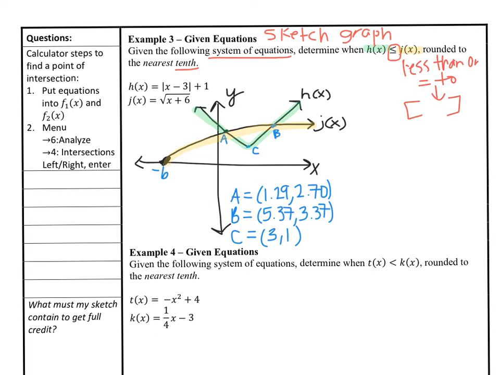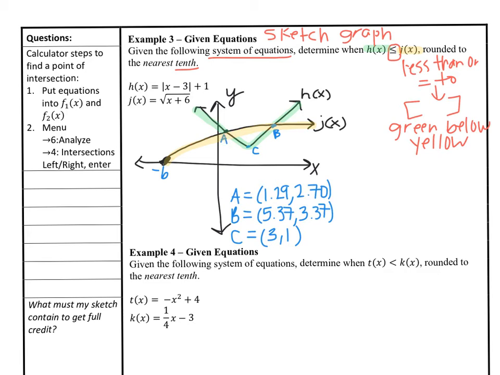Okay, so we want to figure out where the green is below the yellow. If we look on our graph, green is below yellow just right here in the y direction, so going up and down. The yellow is on top right about here, and everywhere else in the graph, before and after that intersection point, it's below the green. So the green is below yellow only from here to here.